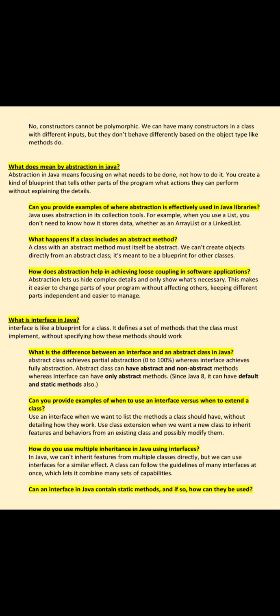What happens if a class includes an abstract method? A class with an abstract method must itself be abstract. We can't create objects directly from an abstract class. It's meant to be a blueprint for other classes.